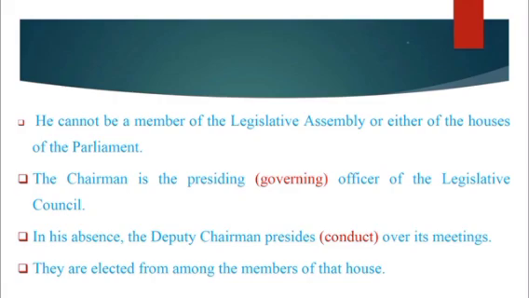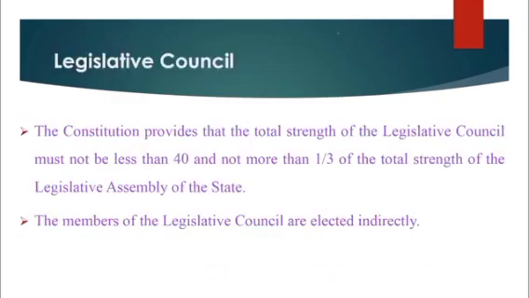They are elected. Here, "they" refers to the chairman and the deputy chairman, who are elected from among the members of that house. Then, the Constitution provides that the total strength of the Legislative Council must not be less than 40 and not more than 1/3 of the total strength of the Legislative Assembly of the state.